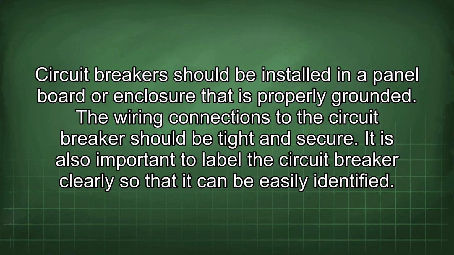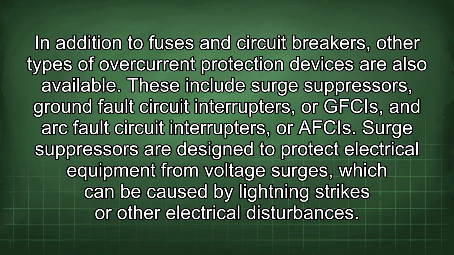It is also important to label the circuit breaker clearly so that it can be easily identified. In addition to fuses and circuit breakers, other types of overcurrent protection devices are also available. These include surge suppressors, ground fault circuit interrupters, or GFCIs, and arc fault circuit interrupters, or AFCIs.